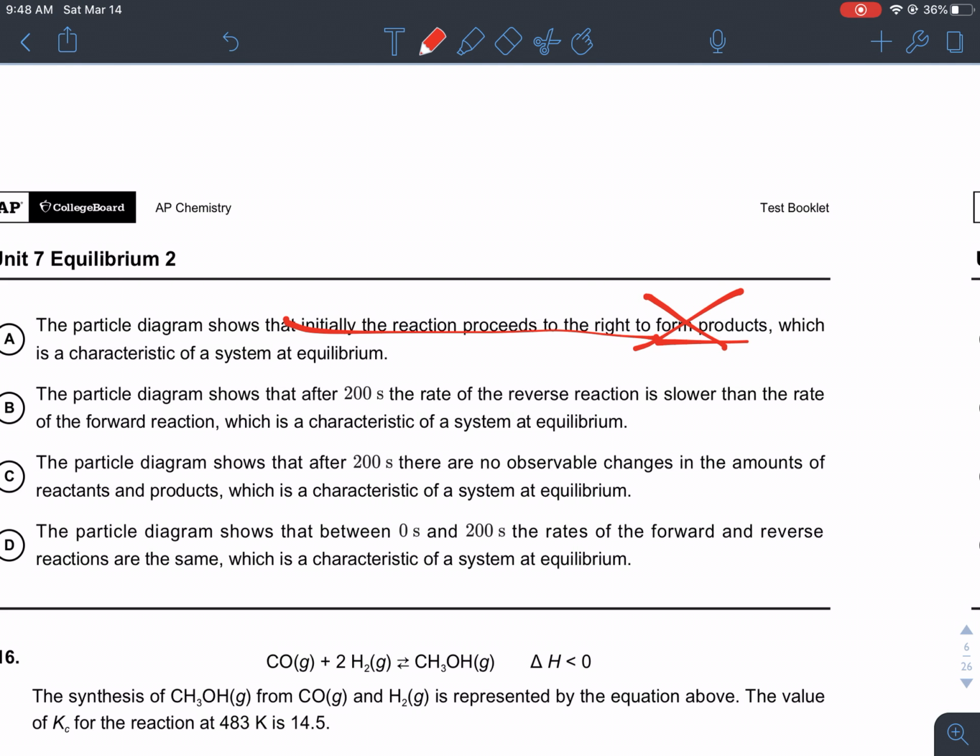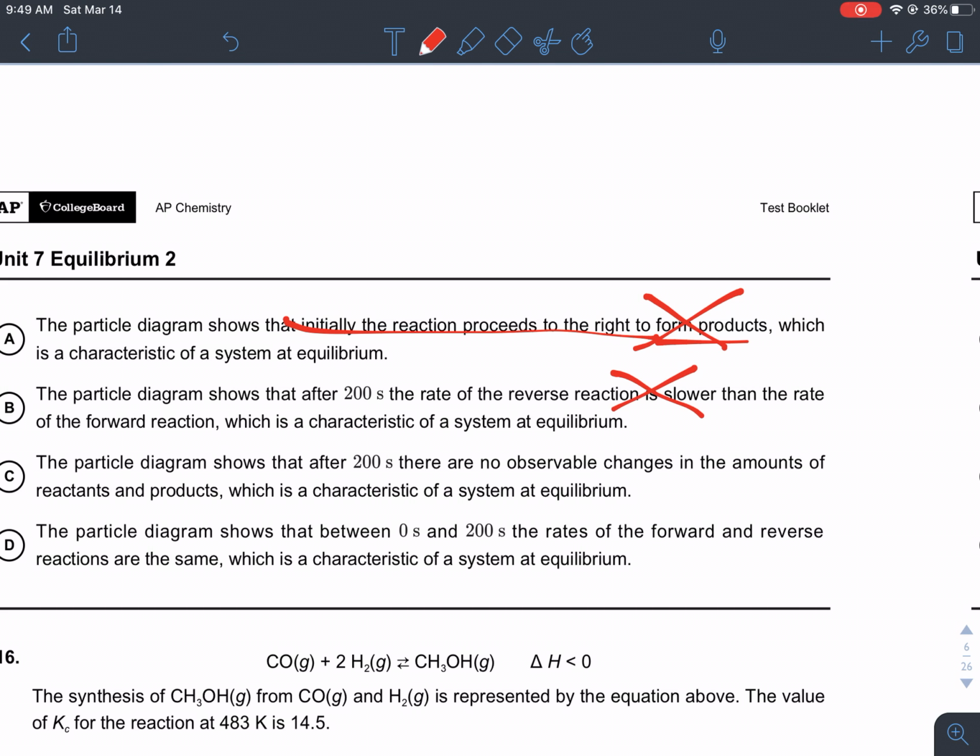The particle diagram shows that after 200 seconds, the rate of the reverse reaction is slower than the rate of the forward reaction. No. The rate of the reverse reaction and the rate of the forward reaction at equilibrium are equal. So no, it's not slower. The particle diagram shows that after 200 seconds, there are no observable changes in the amounts of reactants and product, which is a characteristic. This is true. Ding, ding, ding. The answer is C.